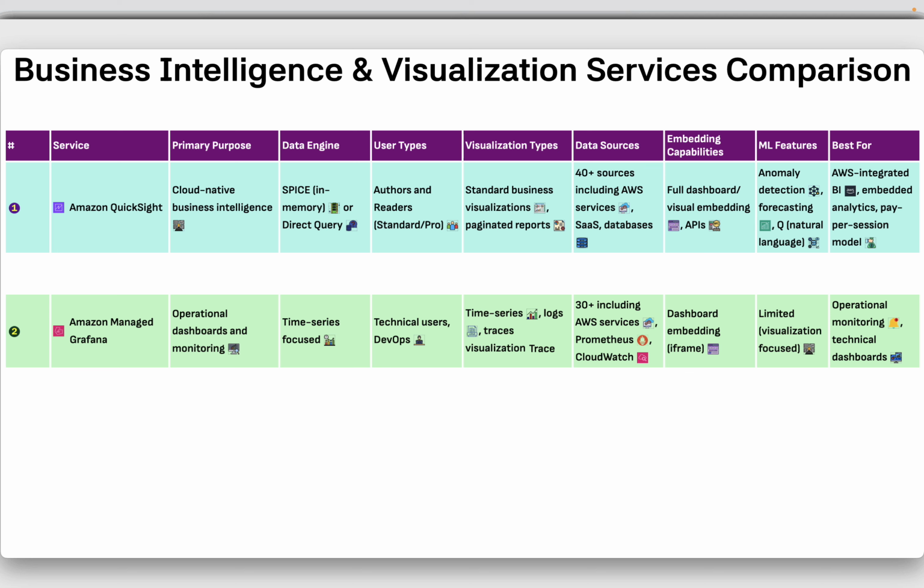Data sources: 30 plus including AWS services, and Grafana and Prometheus, it's a very well known pattern in the industry, and you can have integration with the source CloudWatch also. Embedding capabilities: you have dashboard embedding through iframe. Iframe is basically an HTML technology where you can show on your portal an HTML iframe box. ML features: you have limited but it's visualization focused, and best for operational monitoring, technical dashboards. So in DevOps teams, this is used through Prometheus and Grafana. Basically Prometheus scrapes or gets all the data and Grafana shows all the graphs.